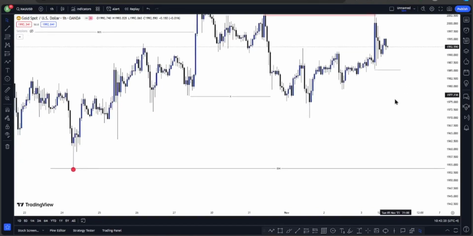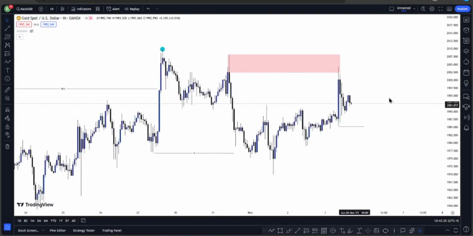But essentially, we want to look for opportunity to come down to this point of inducement. We want to see price come to take out this daily inducement, unless price wants to create a new structure on the daily time frame. So that is the whole picture of gold, both on the daily time frame and the 1 hour time frame.